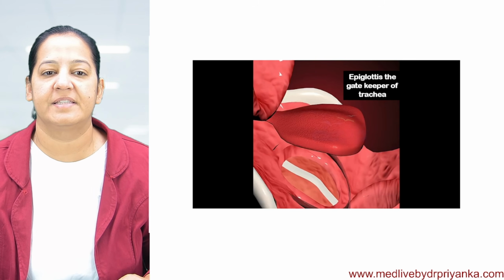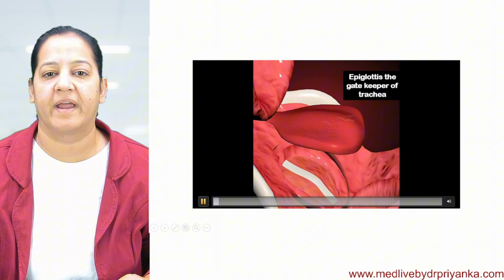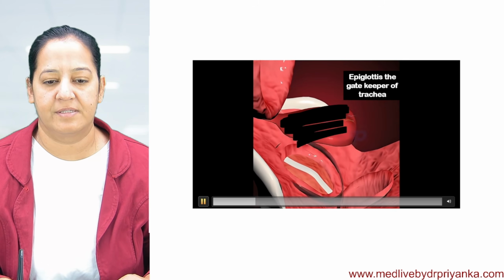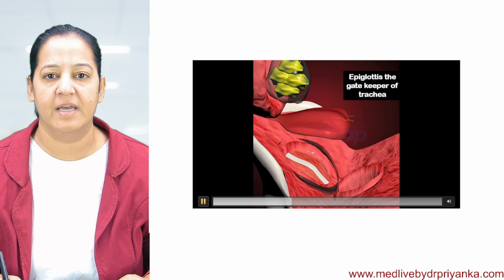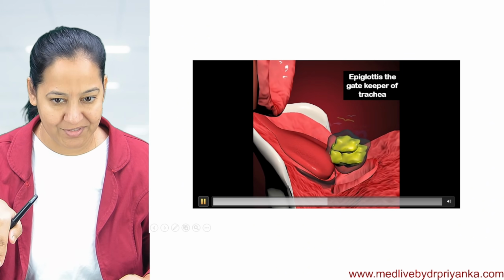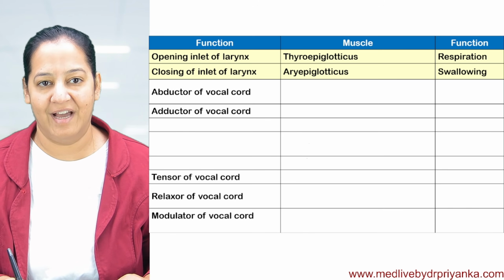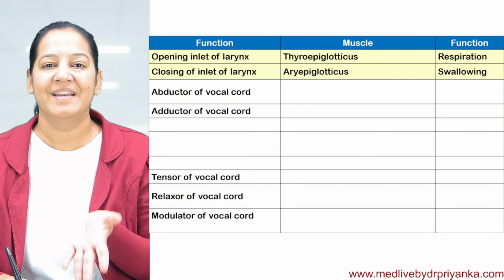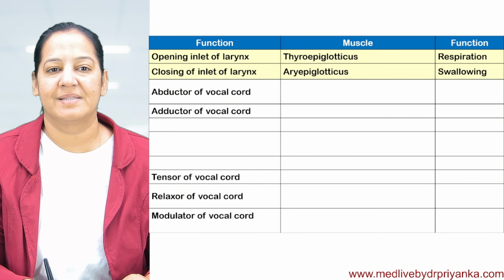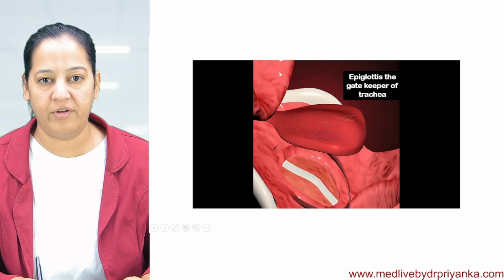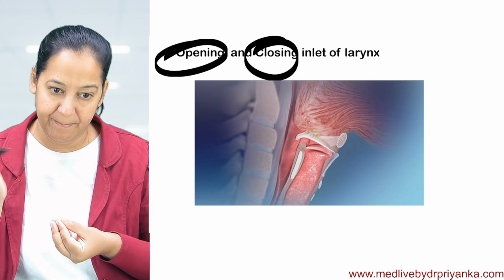You can see the same in this video, the opening and closing. Can you appreciate this is the epiglottis? Now see, as soon as the food bolus is coming, how it closes, then it opens again. It's like that. I hope you got it. Name the muscles. There are two muscles. Now everyone got it. The opening and closing is done by the epiglottis only.